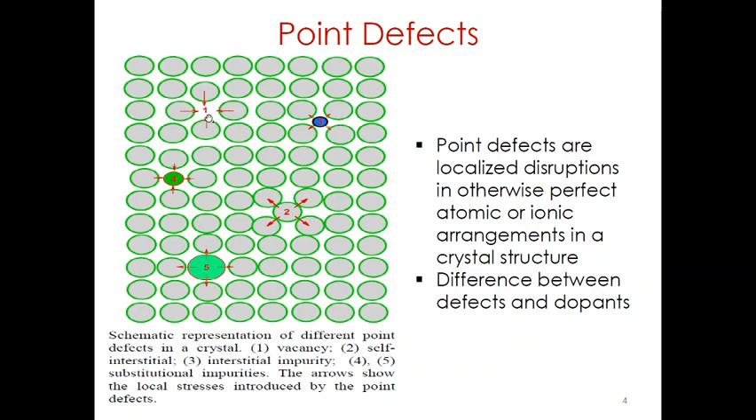So the first one here is vacancy. The second one is a self-interstitial atom. The third one is an interstitial impurity. And the fourth and fifth are substitutional type impurities. So the fifth one is a substitutional type impurity, whereas the fourth one is an interstitial type impurity.